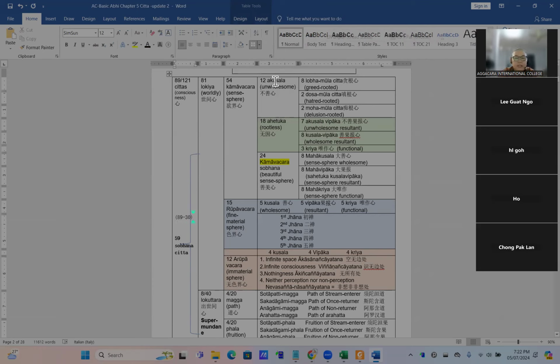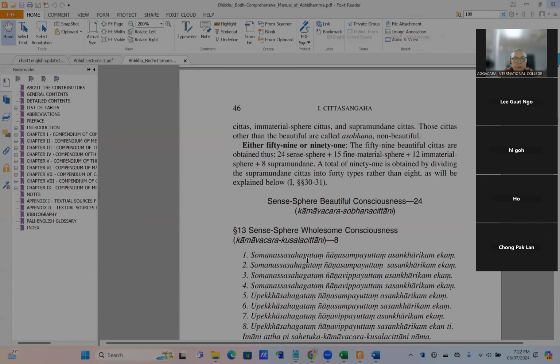So this means that akusala and ahetuka are not called sobana. The rest under this line, the 24 kamawachala, 15 rupawachala, 12 arupa, and magga and phala are all called sobana citta, beautiful citta. Okay, that's the reason. So we go back to the chart.